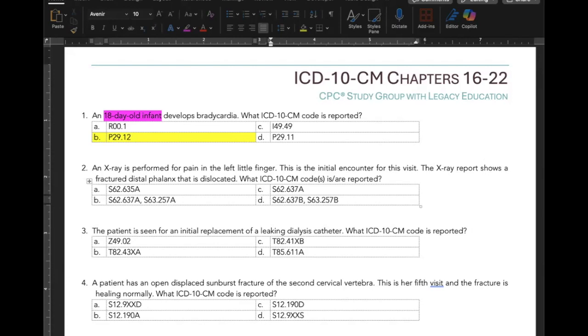Because if you go finger, distal phalanx, it's S62.63. If you go finger, little, distal phalanx, it's S62.63. And then whenever we go back to further expand it, that's where we're going to get our laterality. Included in that laterality is going to be our finger as well. So S62.63.